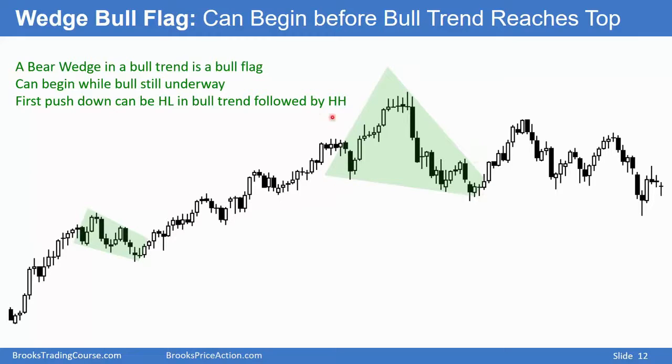You can call this a triangle or a wedge. This is the first leg down of this wedge channel, this triangle. Yet it occurred before the bull trend ended. The same here. This wedge bear flag, bear channel, began before the bull trend ended. And that makes sense. Usually a bull trend does not go into a bear trend. There's usually some kind of a transition. And the transition often is the first leg of the bear trend begins before the bull trend ends. The same here.